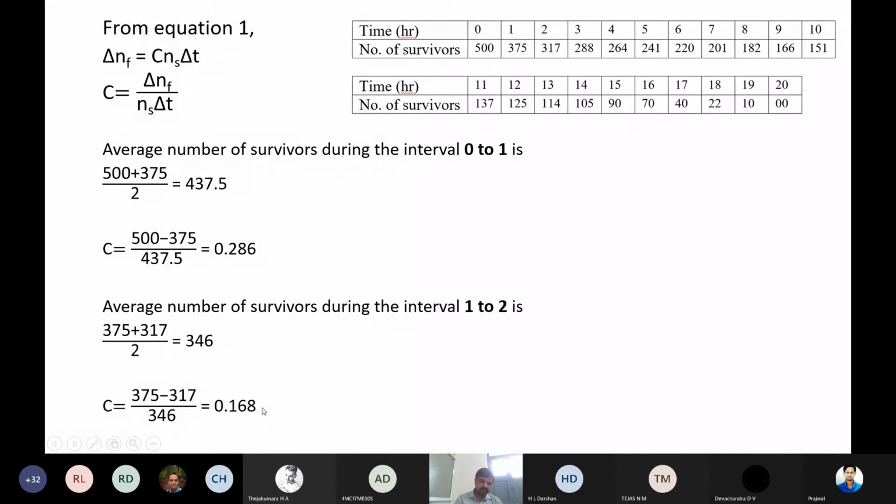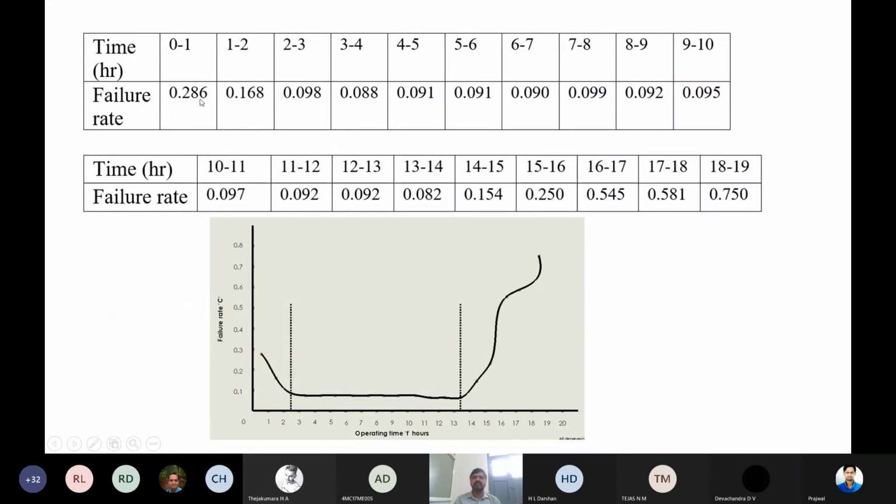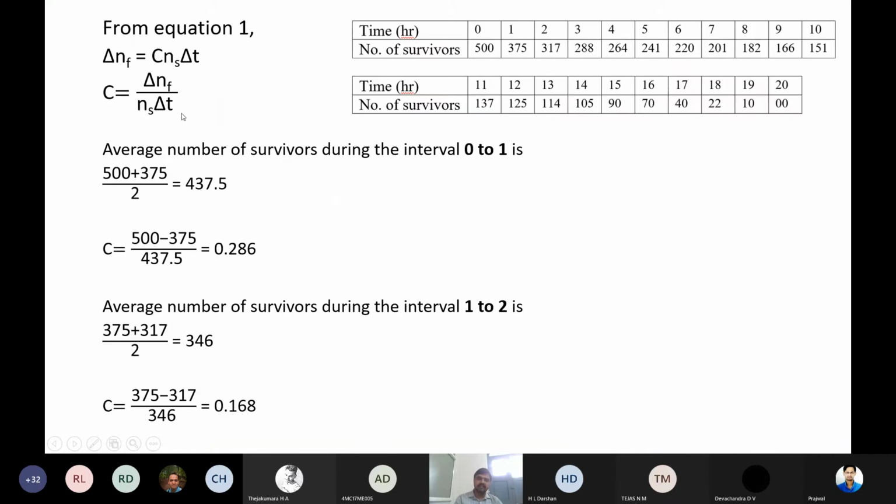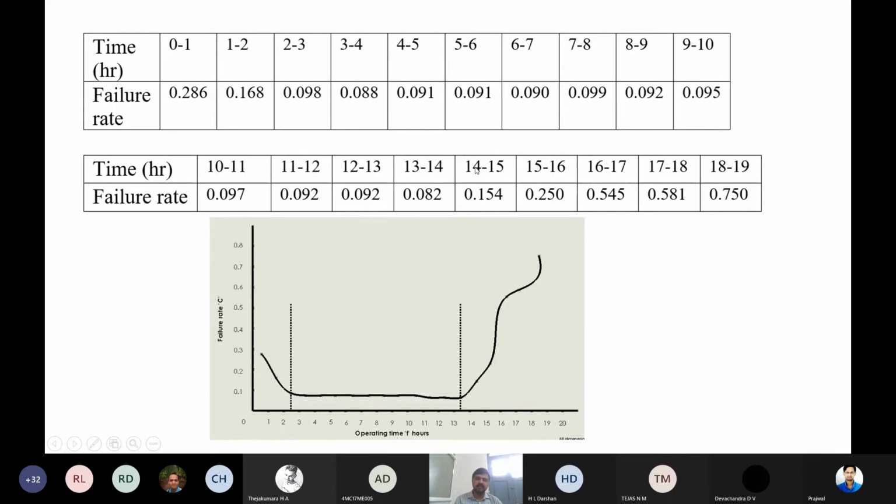Like this you have to continue the procedure, and you have to find the values of c till this interval, 18 to 19. So if you continue the same procedure and find the values, you will get this. Next, this is given in the problem. This table you have to draw, so you have to write this table.